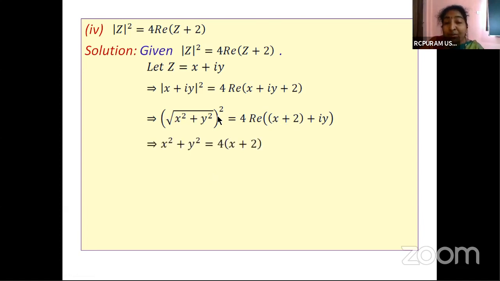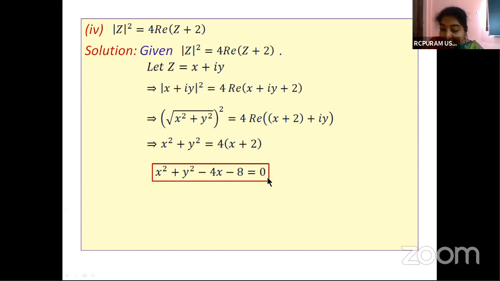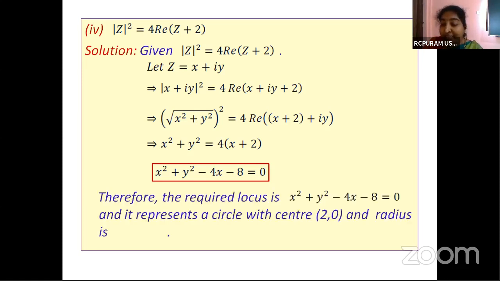Now, the square root and the square get cancelled. So you will have x square plus y square equal to 4 into x plus 2. Now we will expand this, children. X square plus y square equals 4x plus 8, and when you bring it to this side it becomes x square plus y square minus 4x minus 8 equal to 0. This is again like the previous question we have seen. This is the locus of the problem and it is representing a circle equation, with center (2, 0) and radius 2 root 3 units.